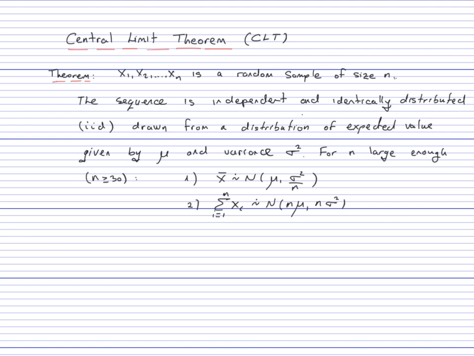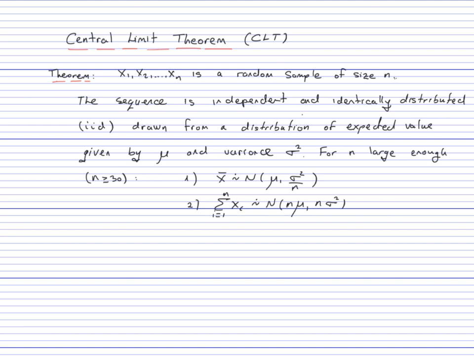For example, if x1 has a binomial distribution with n equals 10 and p equals 1/2, also x2 has the same distribution and also x3 till xn. That's what we mean by saying identically distributed, and also they are independent. In short, we write IID. And they are drawn from a distribution with the expected value denoted as mu and variance denoted as sigma squared.